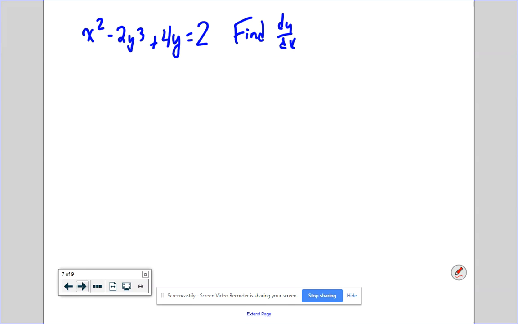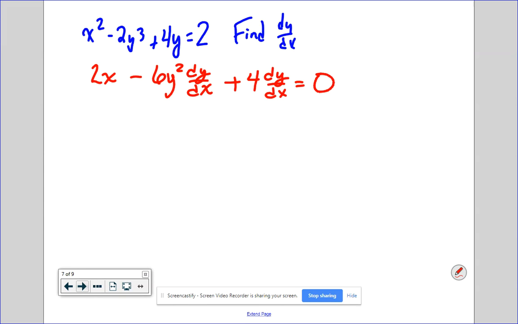Can you cancel one on top and bottom? No, they can't because of the plus on the bottom. If there's no plus, you could. But since there's not, you can't. That's one. Okay, there's my derivative implicitly. Do we all agree?